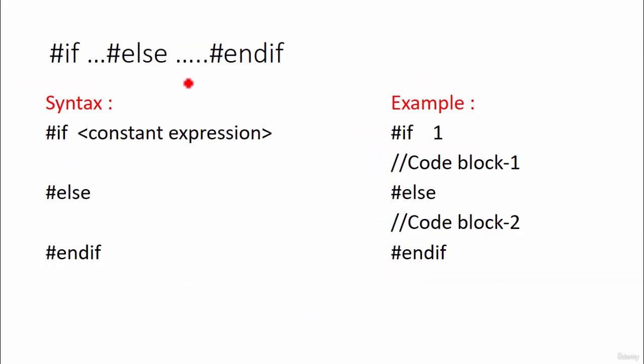Now let's understand #if, #else and #endif. You can also use #else in between #if and #endif. This is an example here. Here the #if constant expression is 1. So code block 1 will be included for the build and this code block will not be considered for the build. Suppose this is 0, then code block 2 will be considered for the build.